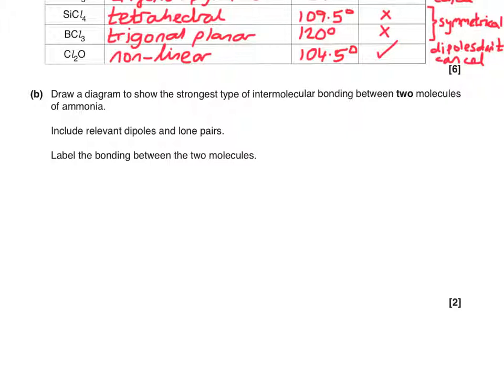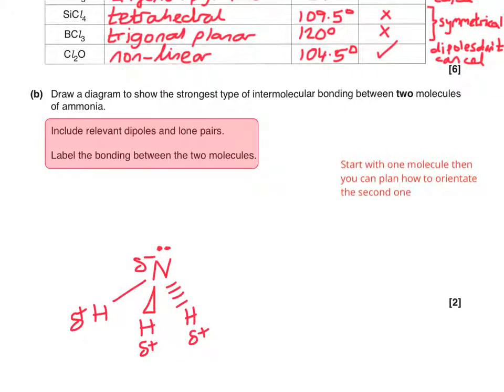So moving down to the next question, they want you to draw a diagram to show the strongest type of intermolecular bonding between 2 molecules of ammonia. So looking at the instructions, you need to include the relevant dipoles and lone pairs, and you need to label the bonding between the 2 molecules. So if you start with one molecule, you can plan where you're going to put the next one.